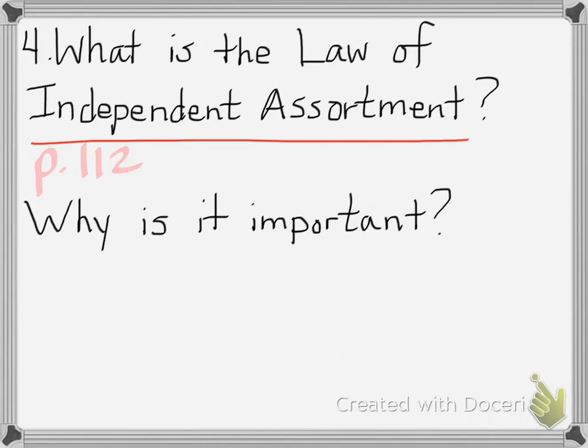It's in a blue box that says the law of independent assortment. Did you find it? Members of one allelic pair segregate or assort independently of members of another allelic pair. Therefore, all possible combinations of alleles can occur in gametes. There it is on page 112.